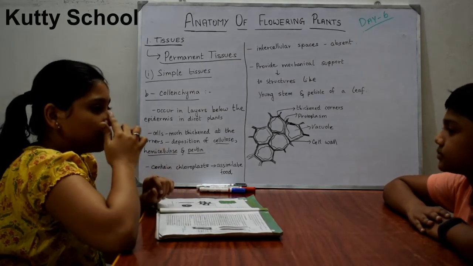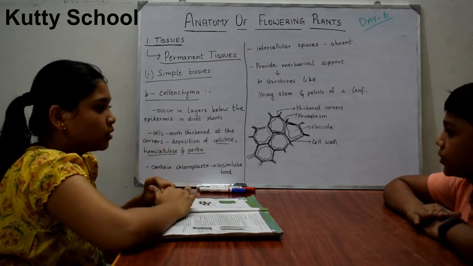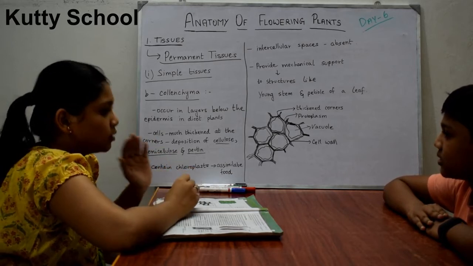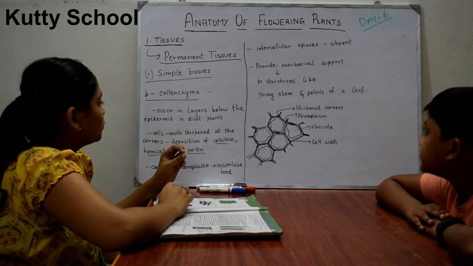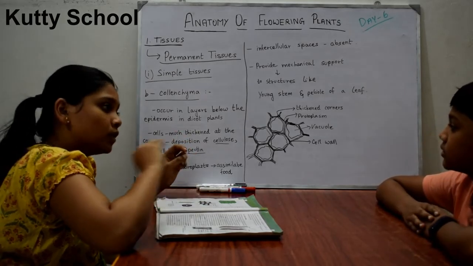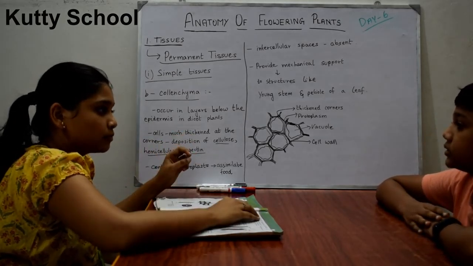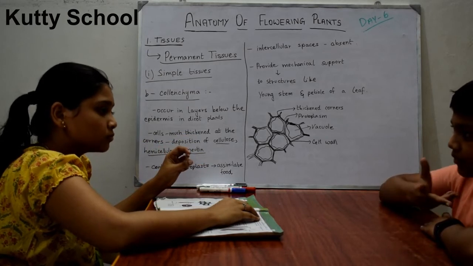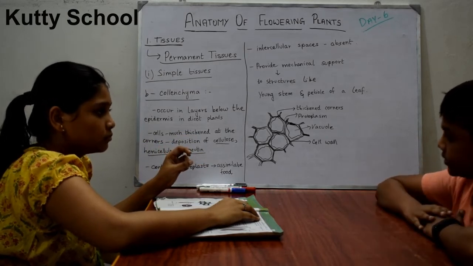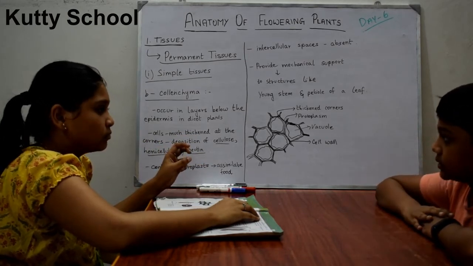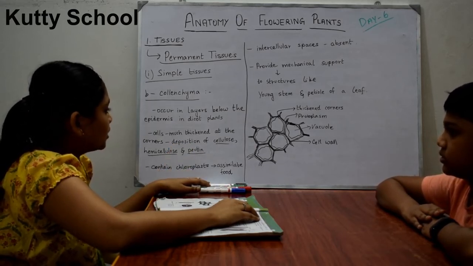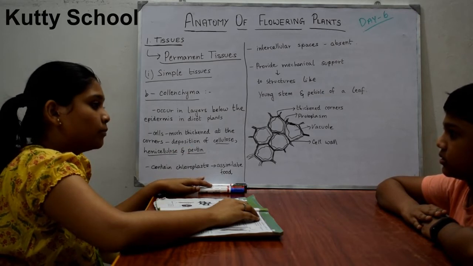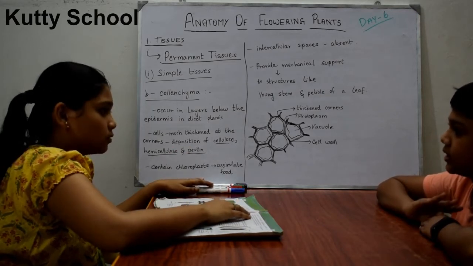In some plants this epidermis is covered by cuticle, but that is not epidermis. Generally in plants the outermost layer is epidermis. So these occur in layers below the epidermis in dicot plants, just below it. If you peel off the epidermis, this will occur. In dicot plants, not in monocot plants. In monocot plants it will be present but not in the layer next to the epidermis; it will be present in another layer.